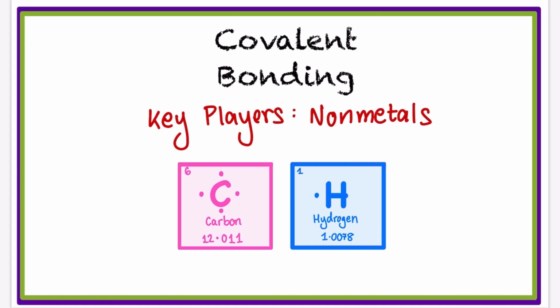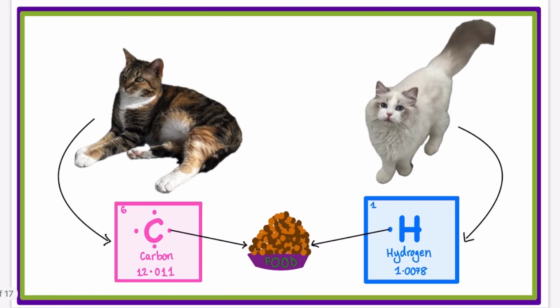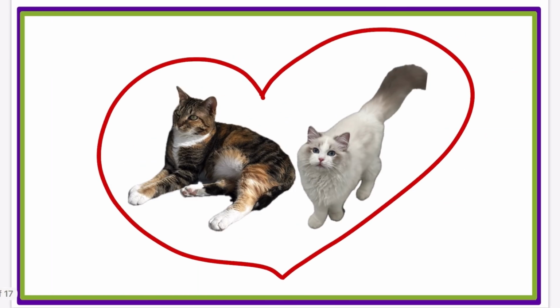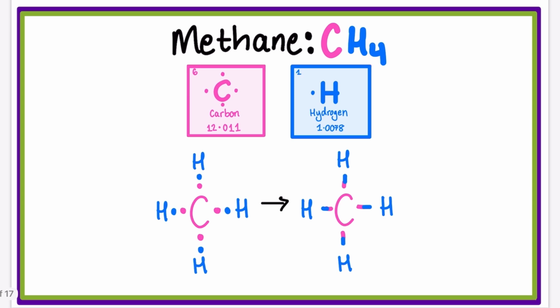Covalent bonding is a strong interaction that occurs when non-metal elements share their valence electrons with each other. Cats represent elements. Cat food represents their valence electrons. When cats share their food with each other, they become closer as friends and form a bond that is very strong and stable. Similarly, in methane, carbon and hydrogen form a covalent bond by sharing their electrons with each other.